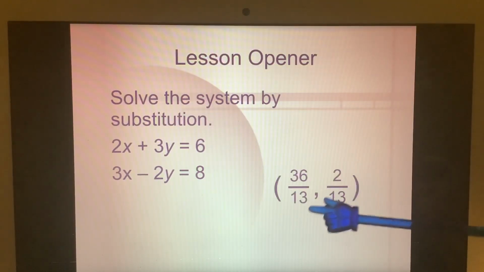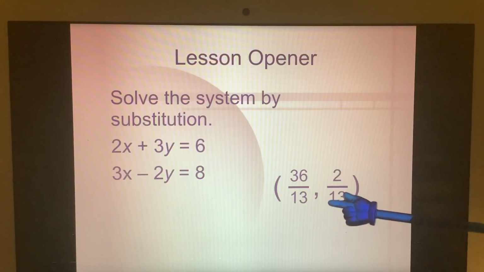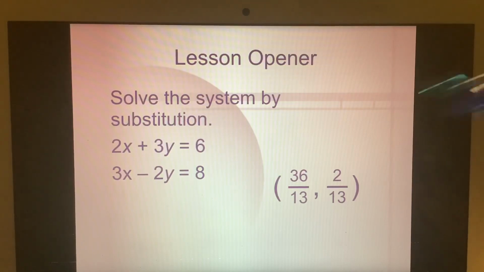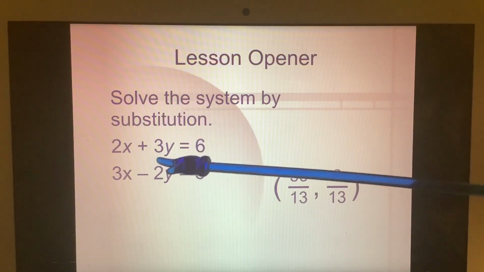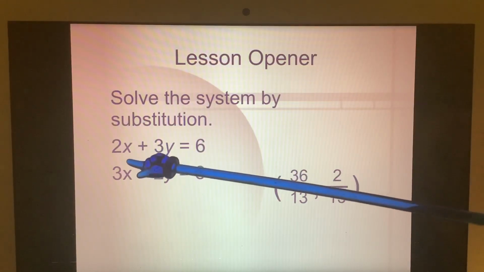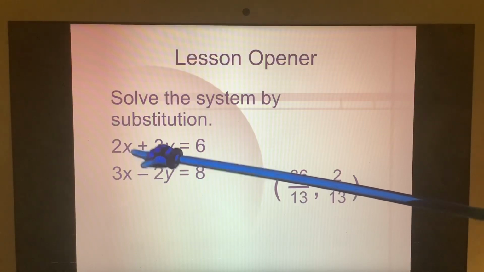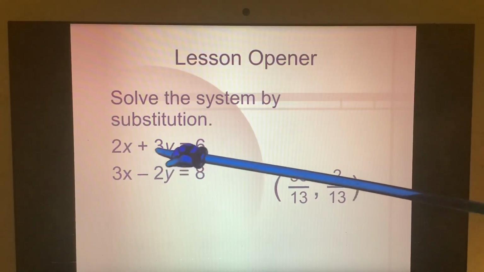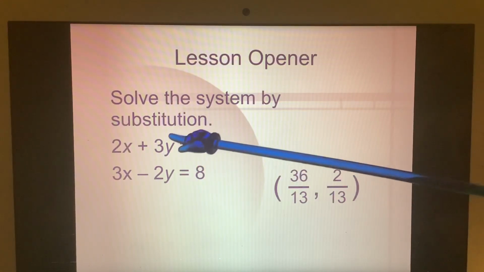Now here they just give us the answer. The coordinate, the x is 36 over 13, and the y is 2 over 13. Now, unfortunately, I don't have the steps listed out in detail here, but let me try to talk you through this. Okay, let's say, for example, I'm going to solve for x here. So with this equation, I'm going to move the 3y over to the other side. So how do I do that?